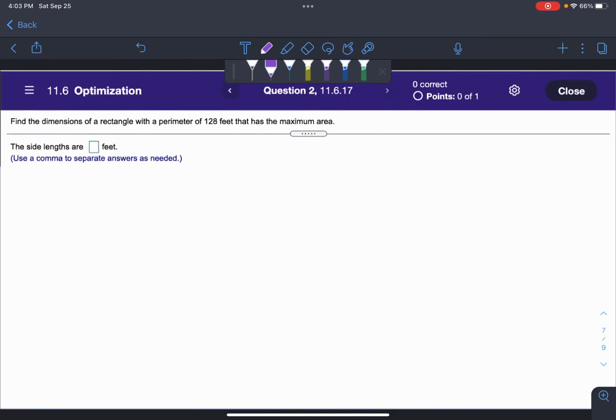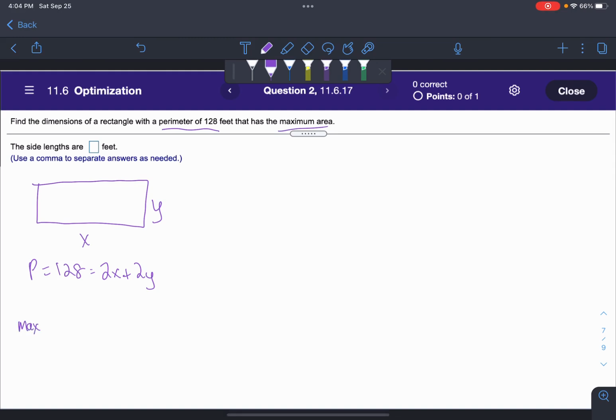Let's do one more with a rectangle. Again, I'm just going to use x and y. So now we have a perimeter of 128, so my P is equal to 128. And perimeter is 2x plus 2y. And we want to maximize area now. Maximize area, which is x times y. Now it's the product of the two for this area.